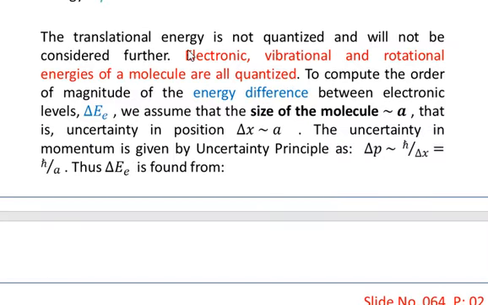The translational energy is not quantized and will not be considered further. Electronic, vibrational and rotational energies of a molecule are all quantized.